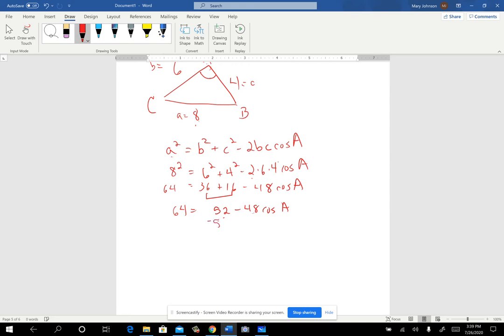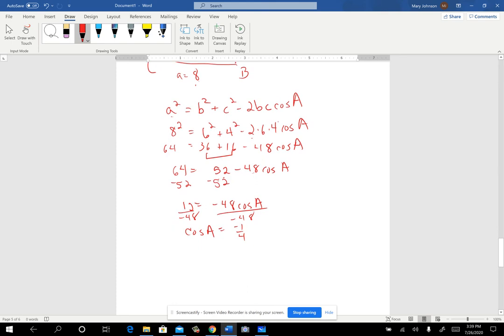So what you would do at this point is subtract 52. That's going to give you 12 equals negative 48 cosine A. So I want to get the cosine A by itself. So I'm going to divide both sides by negative 48. So I wind up with cosine A equaling negative 1/4. I just rewrote it so cosine A was on the left side.